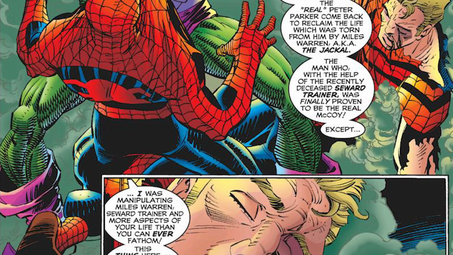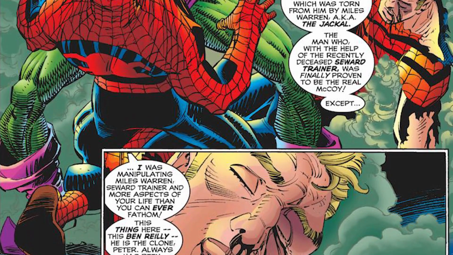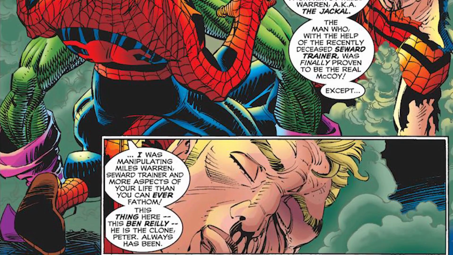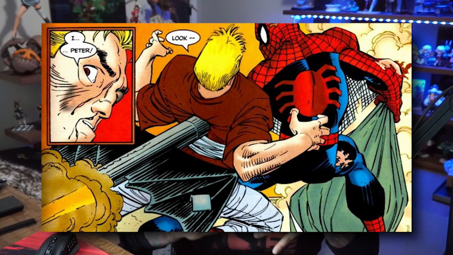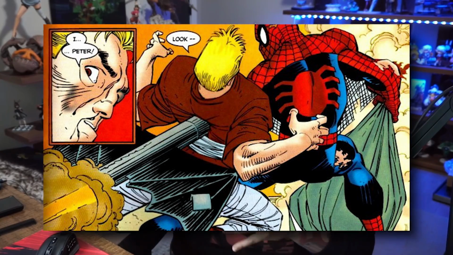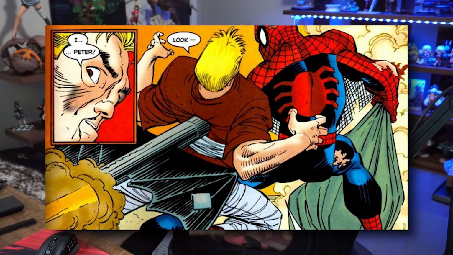This whole storyline kind of ended with basically Green Goblin attacking the two of them. There was some poisoning of Mary Jane in the middle of it, but it all came down to Ben Reilly sacrificing himself to basically save the actual Peter Parker and the actual Mary Jane.